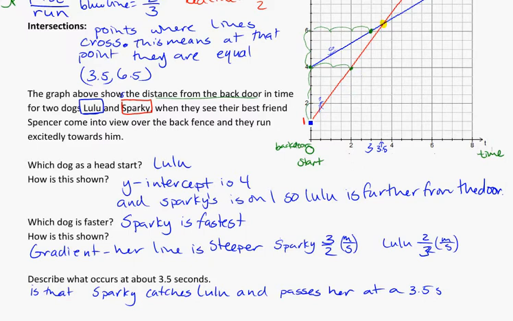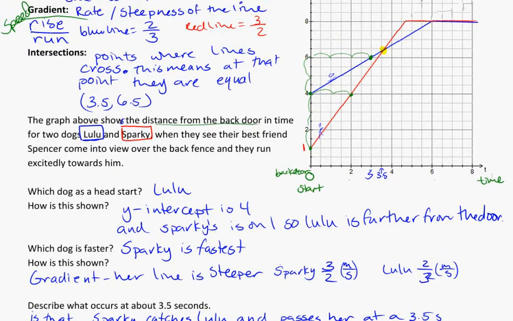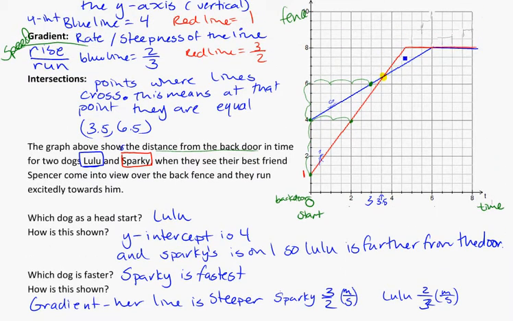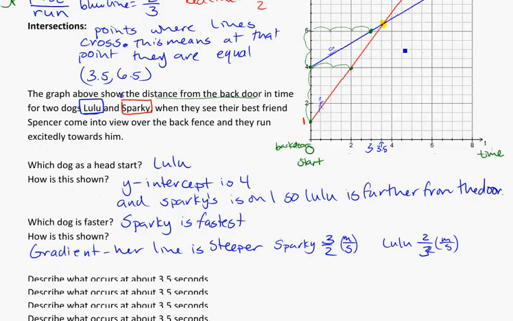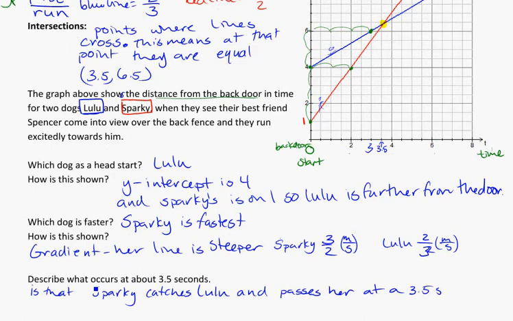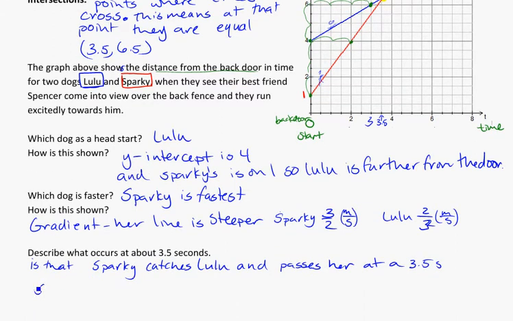So again, we can see that because Sparky started closer to the house, she's running really fast. She passes Lulu and gets ahead of Lulu, because now she's further from the house than Lulu. And so that's what we mean here. And this is shown by the intersection.